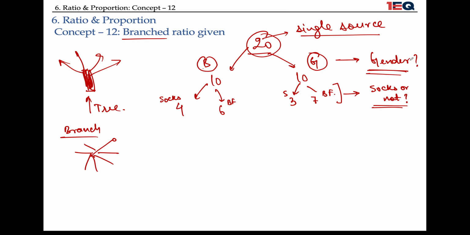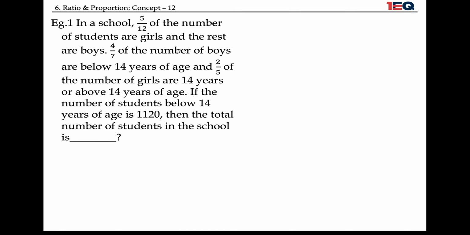I'll be taking you directly to the question now. In a school, 5 out of 12 of the number of students are girls and the rest are boys. 4 of the 7 of the number of boys are below 14 years of age, and 2 of 5 of the number of girls are 14 years or above 14 years of age. If the number of students below 14 years of age is 1120, then the total number of students in the school is what?